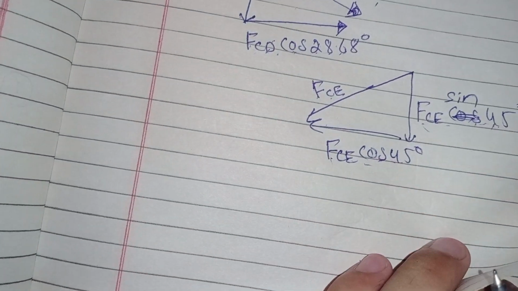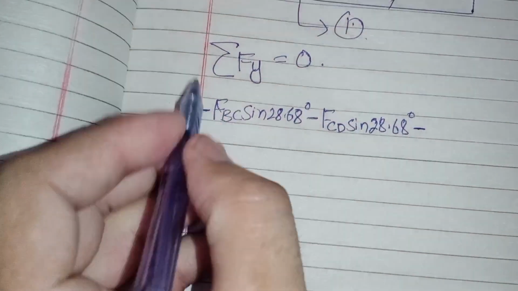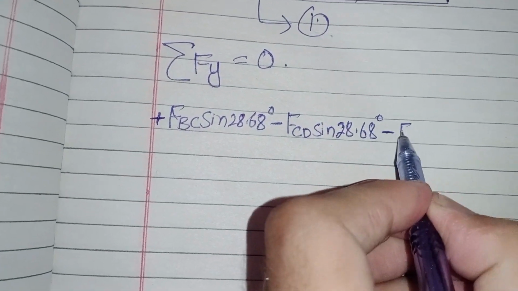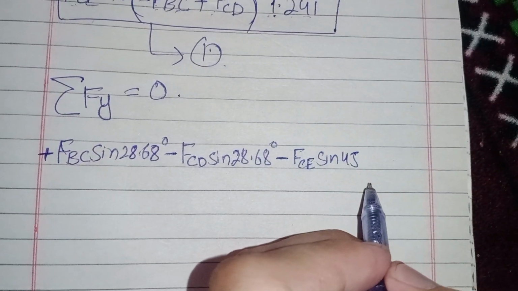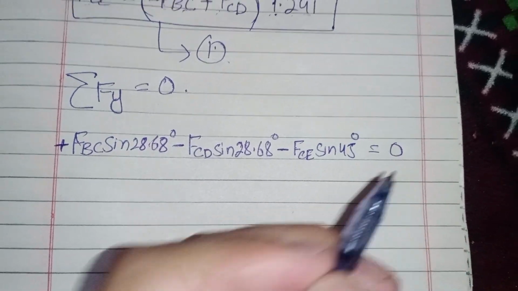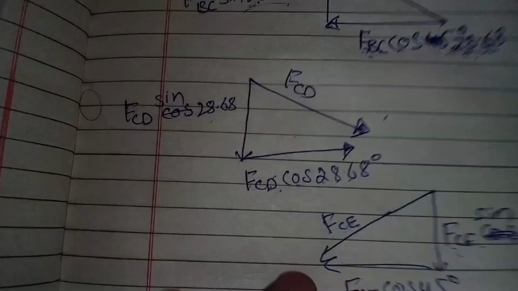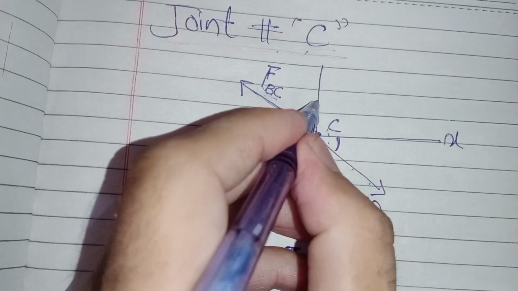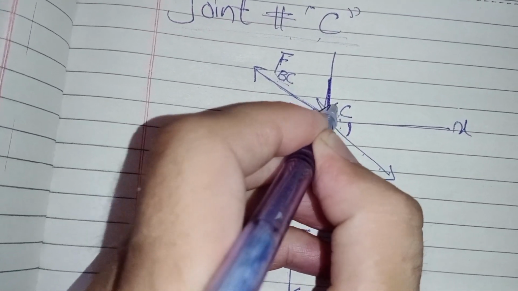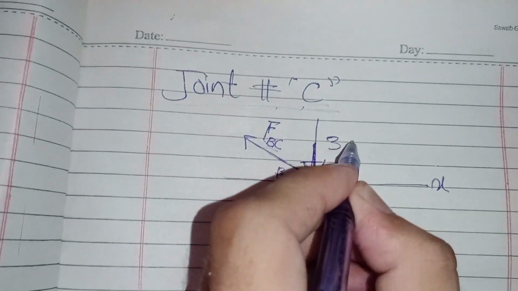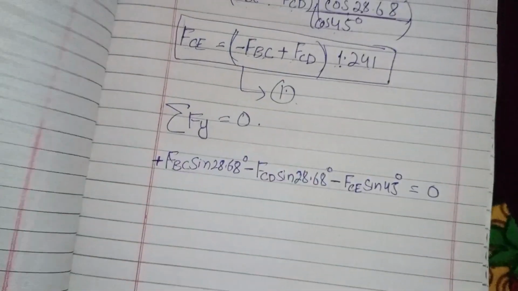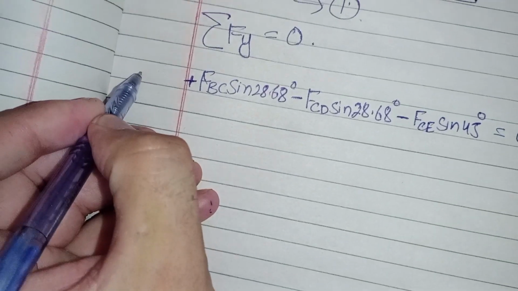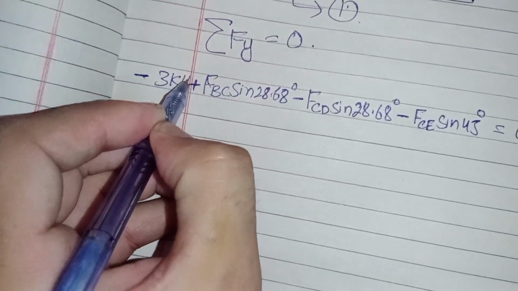This is also negative. This will be positive. F_CE sin 45 equal to 0. And there is another vertical force which I forgot. This is another vertical force, which is 3 kilonewton, in the downward direction.